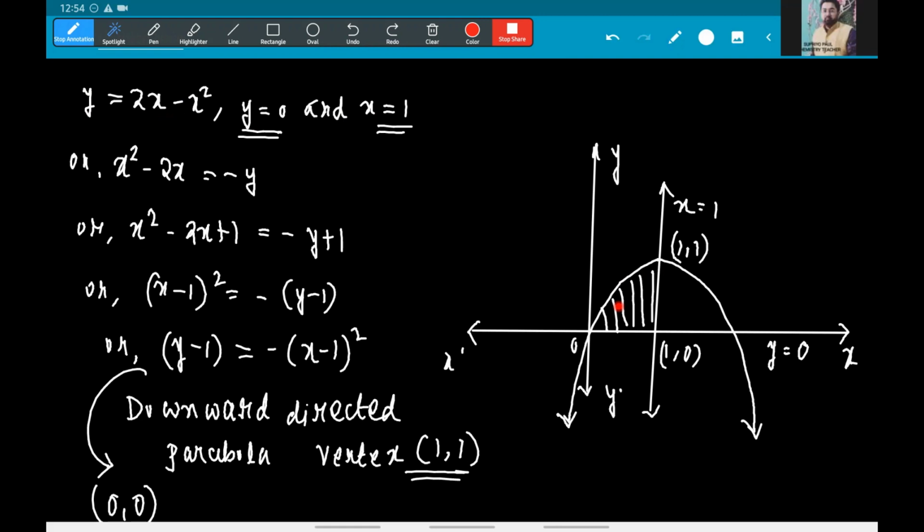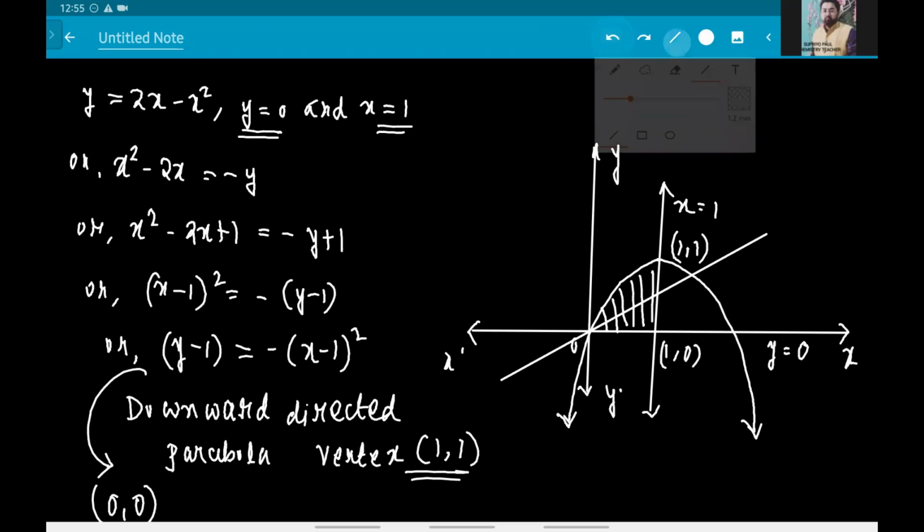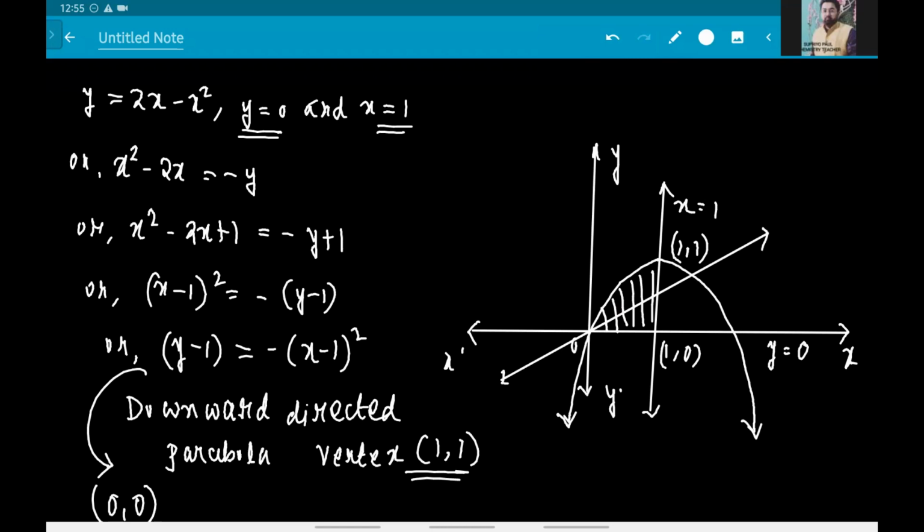We have to find the equation of the straight line which is passing through the origin and dividing this shaded area into two equal halves. That means it is divided into two parts whose areas are equal. So a line should be like this, which is dividing this part into two equal halves and also passing through the origin. Suppose this is the line. You have to find out the equation of this straight line.